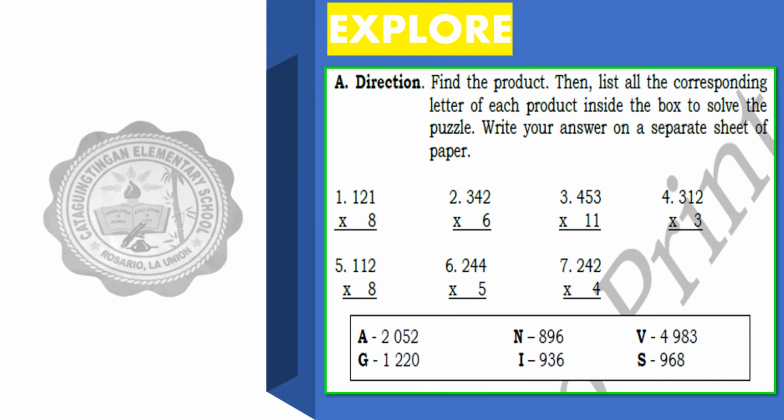Explore letter A. Find the product, then list all the corresponding letter of each product inside the box to solve the puzzle. Write your answer on a separate sheet of paper. So, ito-solve mo siya. So, solve mo ito. Hahanapin mo yung sagot sa loob ng box. Okay. Ano kaya yung mabubuo mong salita?